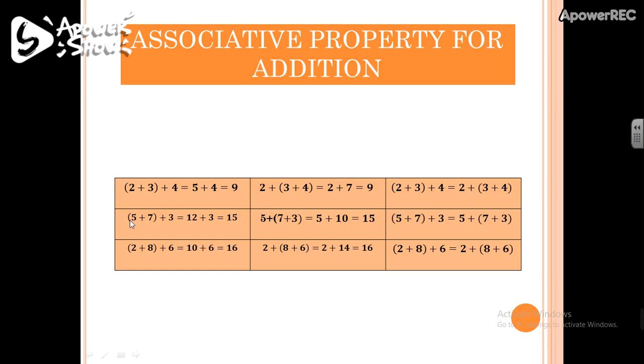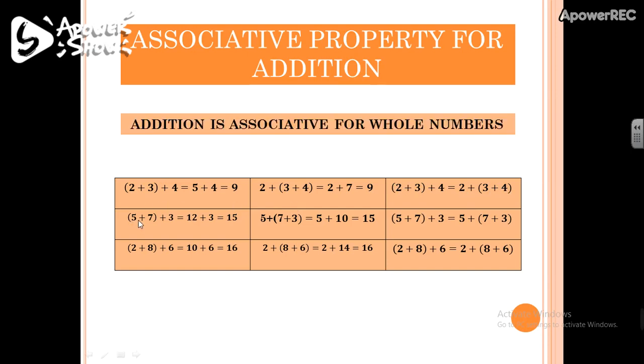Similarly, in the second one, I am going to add 5 and 7 before, and then I am going to add 3. So 5 plus 7 equals 12, and 12 plus 3 equals 15.